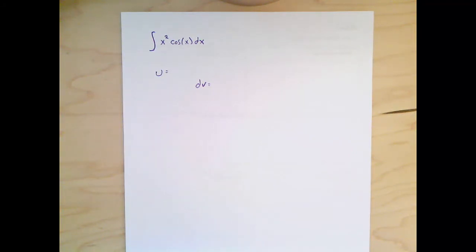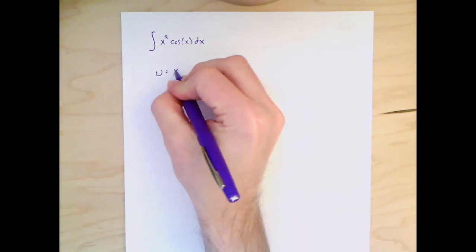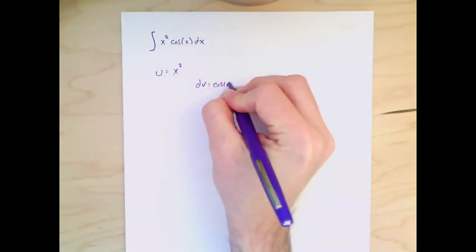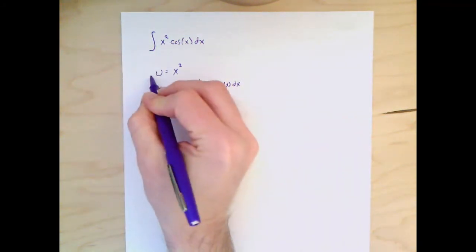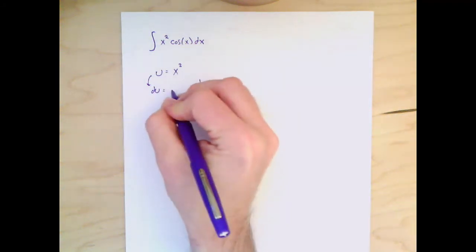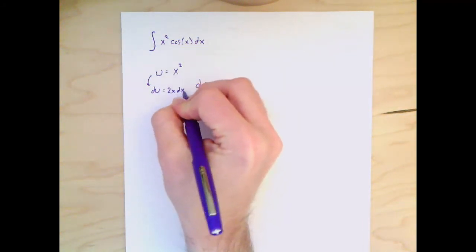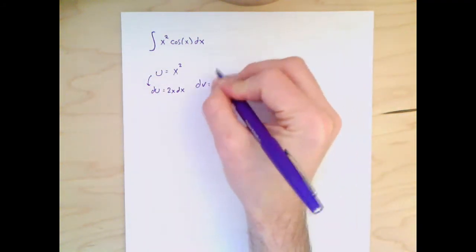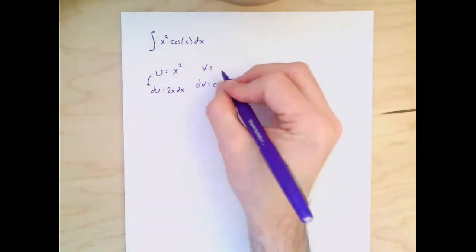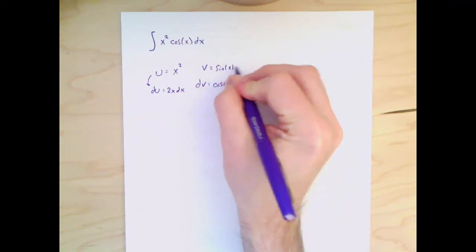Okay, I'm still here. So I think it's going to make sense to make this x squared and this cosine x dx. We'll take the derivative here, and that gives us du equals 2x dx. And we'll take the integral here, so that gives us v equals sine x.